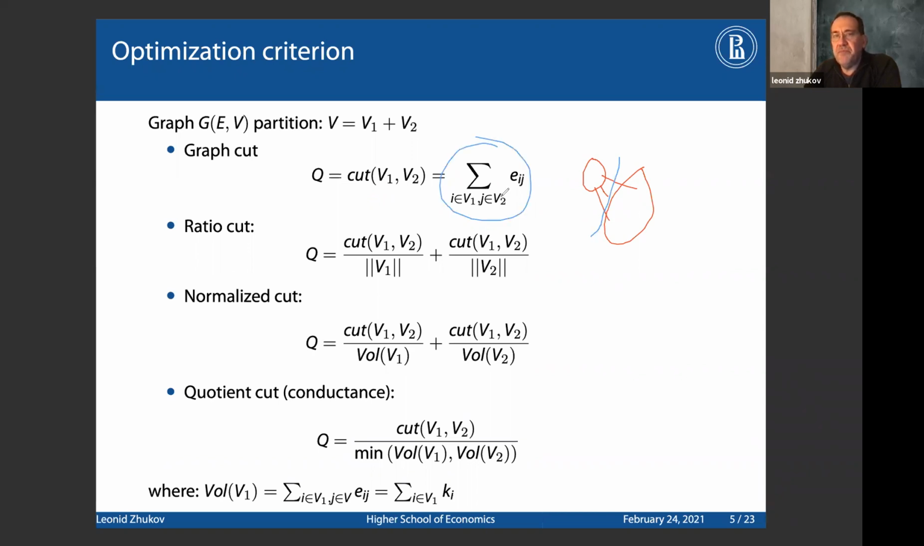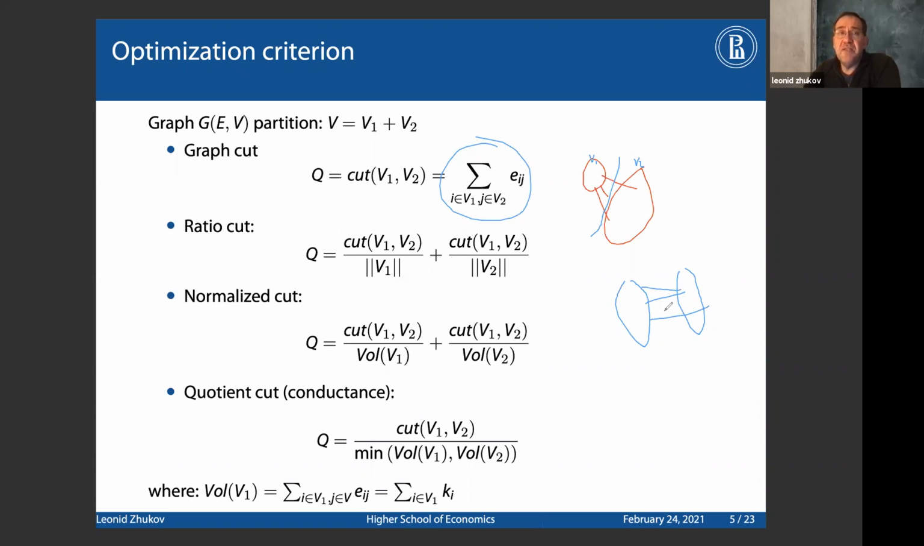That's a graph cut, right? I and j belong to different sets, V1 and V2. But as we also noticed, sometimes you might want to have a balanced cut, right? So you want to make sure that when you do the split, the sizes of the partitions are approximately equal, or do not differ too much.